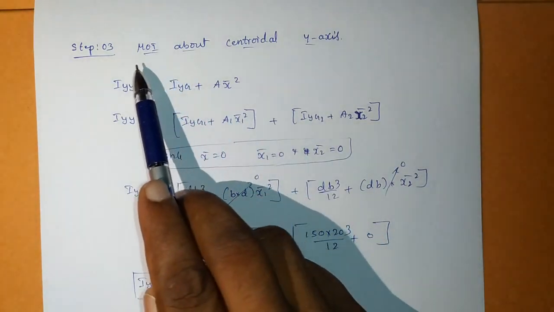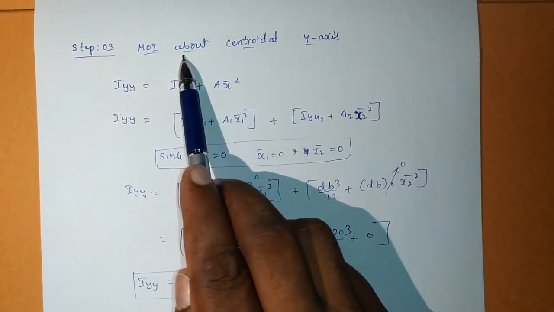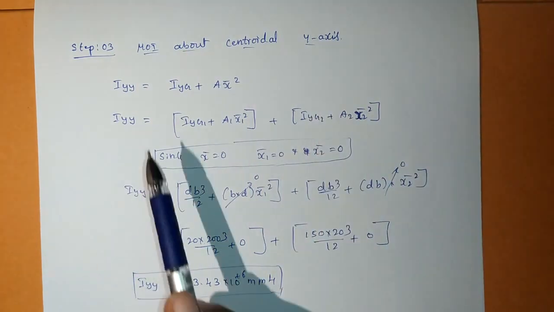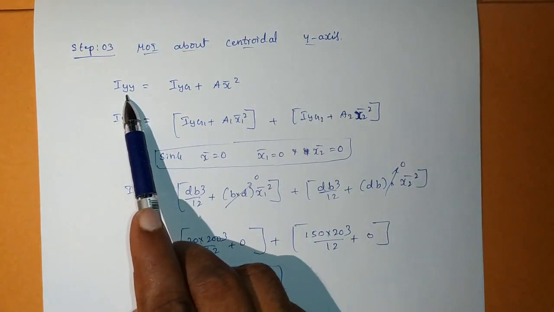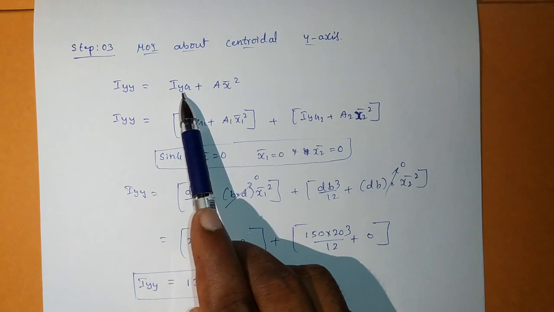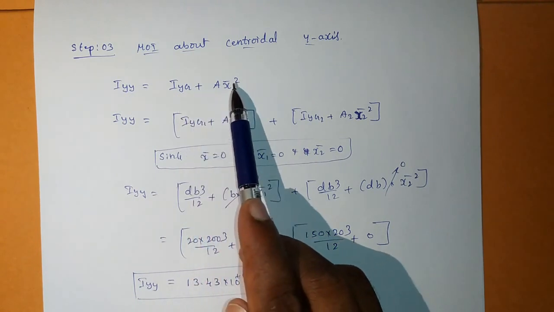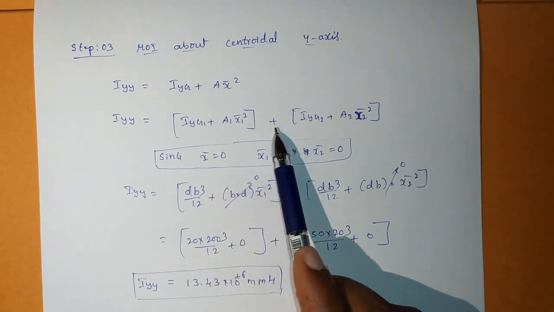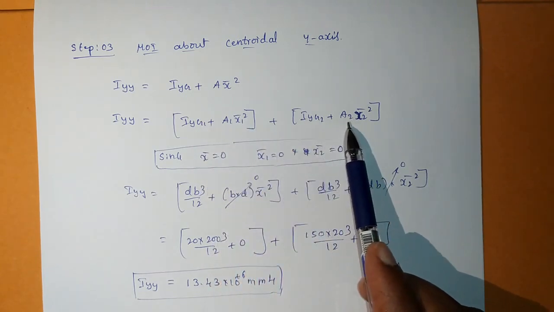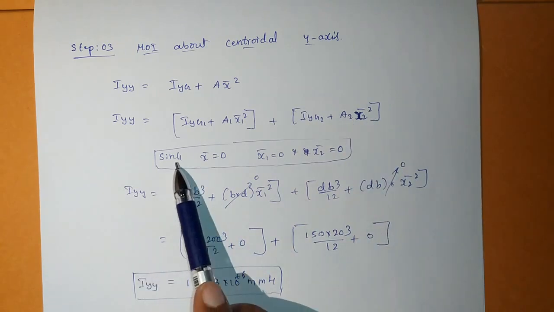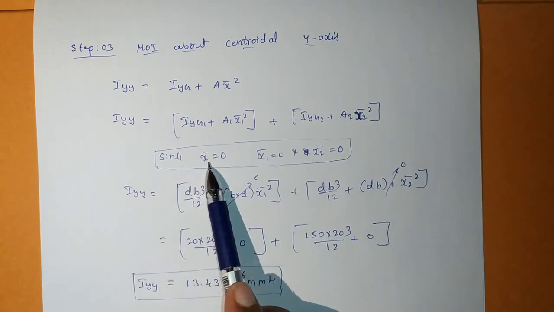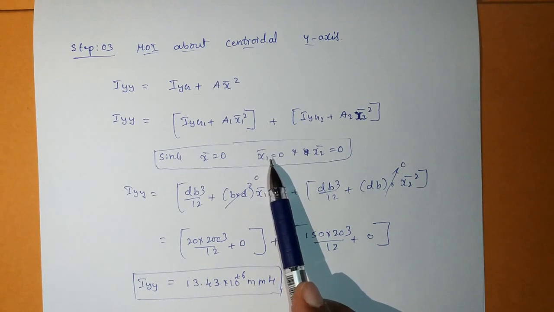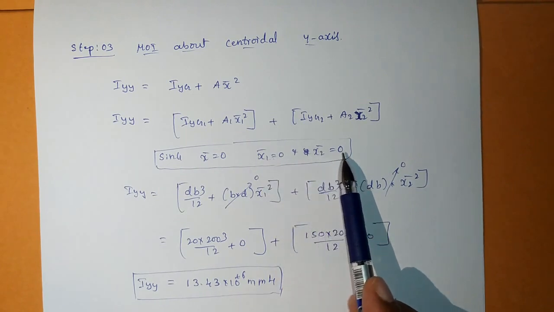Now in step number 3, we have to find out moment of inertia about the centroidal y-axis. This is the general formula about the y-axis: Iyy equals Iyg plus A into x bar square. Once again, we have to split into two parts: Iyg1 plus A1 x1 bar square, plus Iyg2 plus A2 x2 bar square. Here, since the value of x bar is 0, the values of x1 bar and x2 bar are also 0.